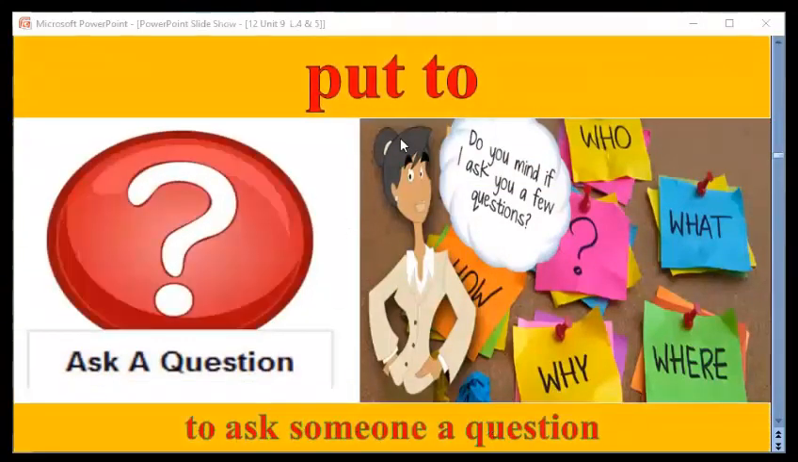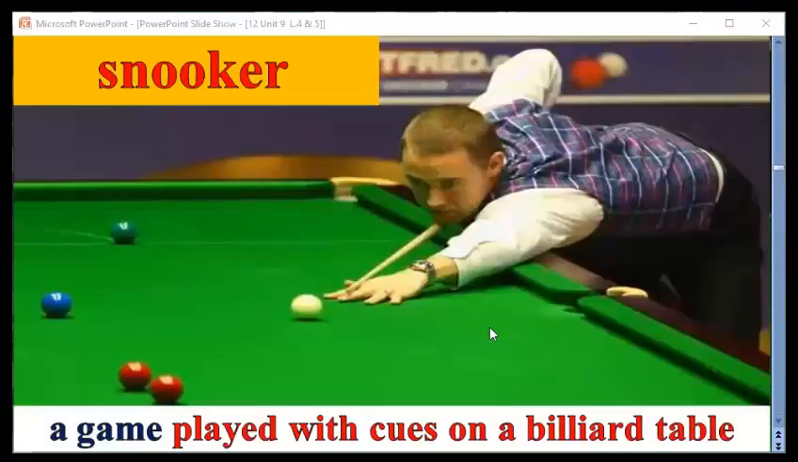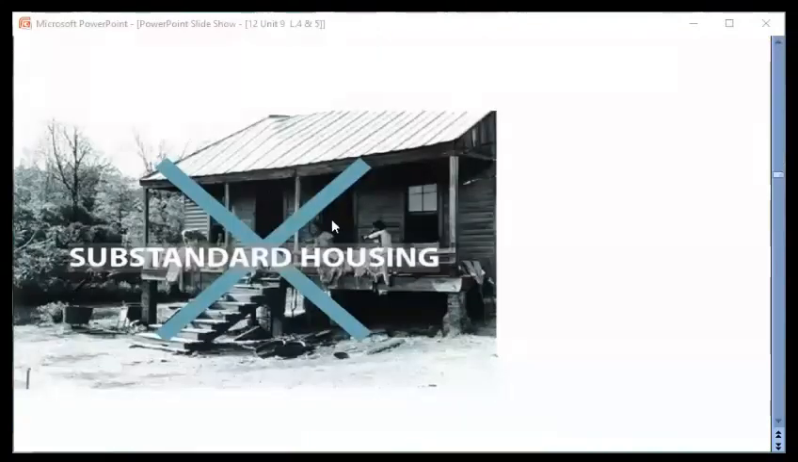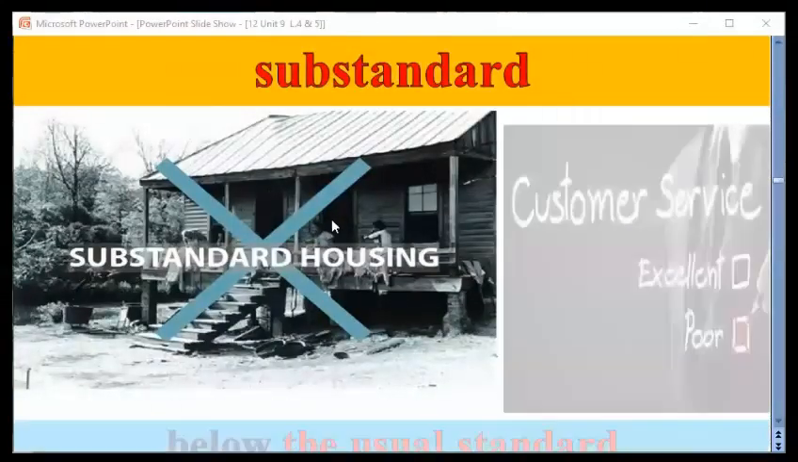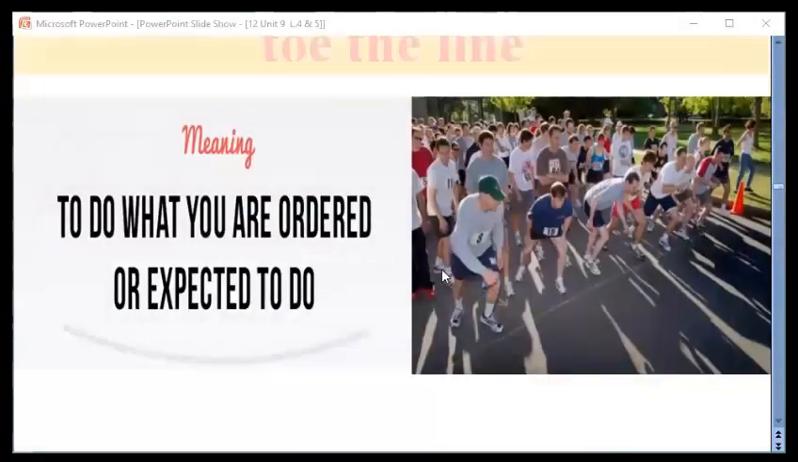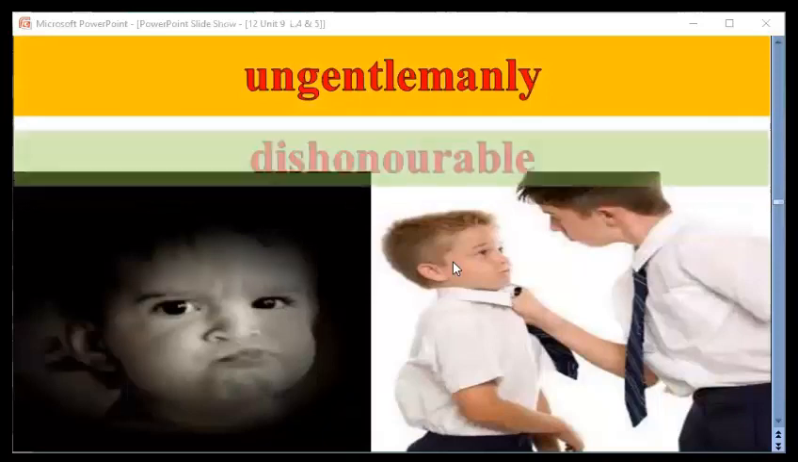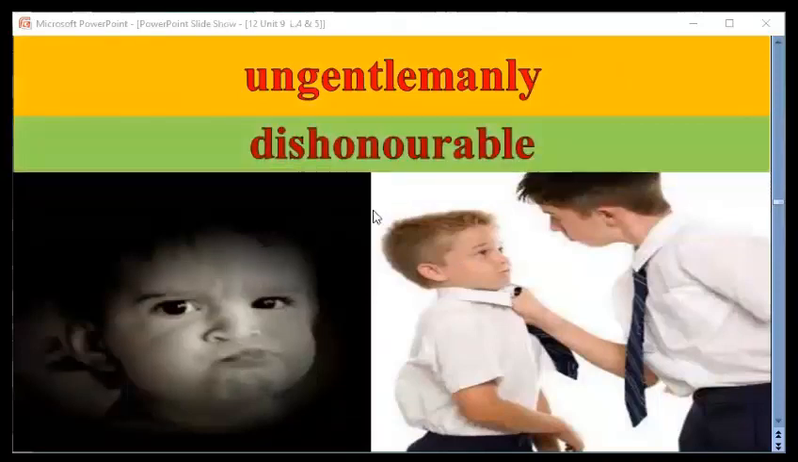The next here we have put to, to ask someone a question. The next here we have snooker, as you can see. This is a game. The next one, substandard, below the usual standard. The next one, here we have to the line, to obey the orders, or we can say accept the authority. Ungentlemanly, as you can see, dishonorable. Have a look at the picture here.